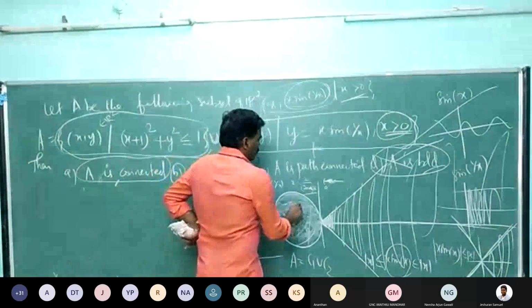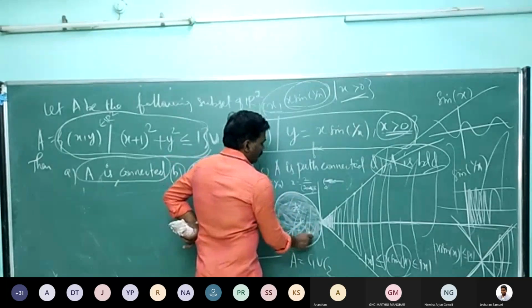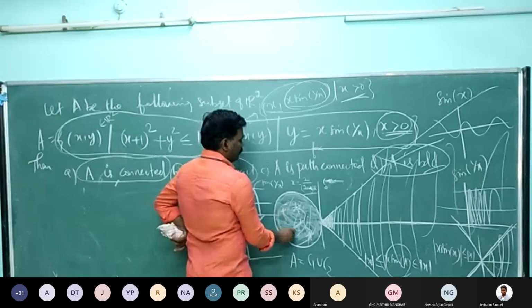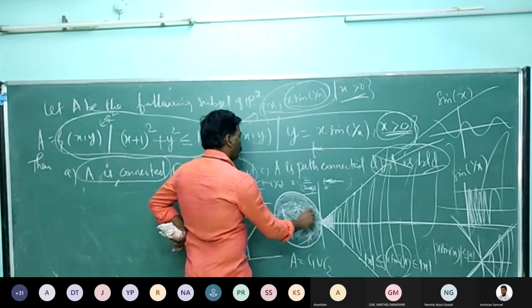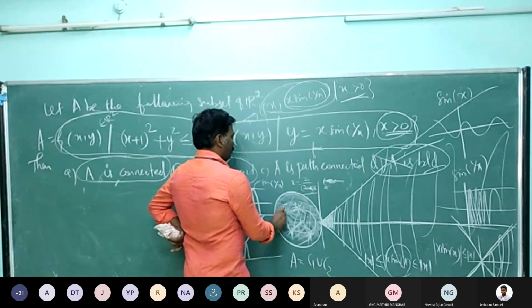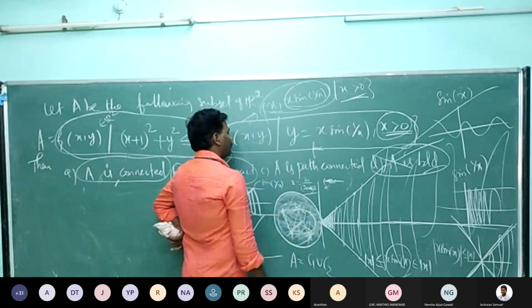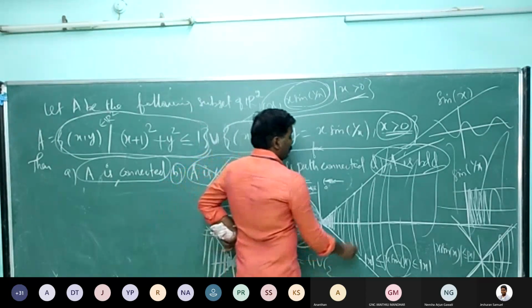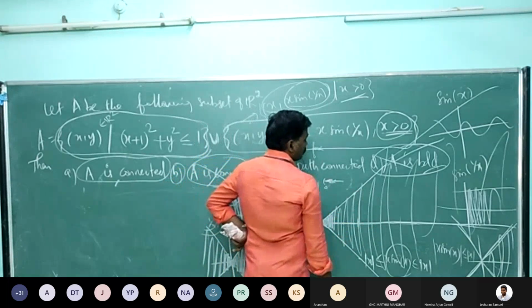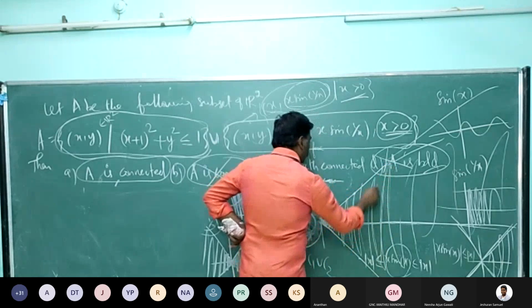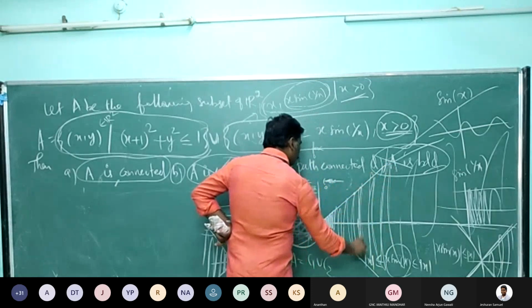If you take any point here, then you can travel. This is a continuous curve. I take any point here, you take any point here, we can draw a straight line, or we can go like this. So there are a lot of ways to approach from A to B. Clearly this is path connected. Similarly, this is also path connected. Each line is already a path.